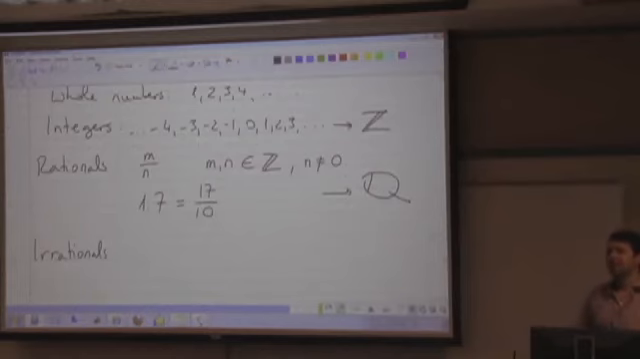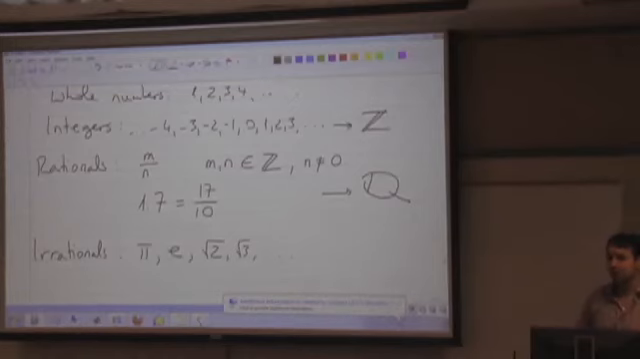Irrationals. The precise definition, which is not really precise, is that irrationals are any numbers that aren't rational. We know two very distinct irrationals. One of them is pi. Another one would be e. And then we have a bunch of them: square root of 2, square root of 3, square root of everything else that's not a perfect square. Is that making sense?